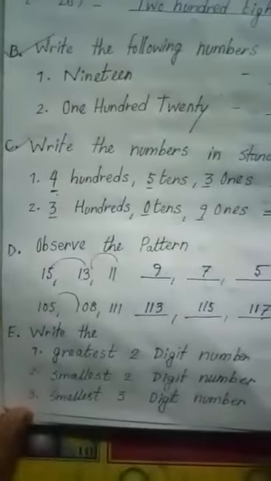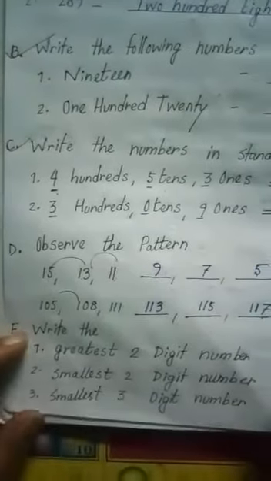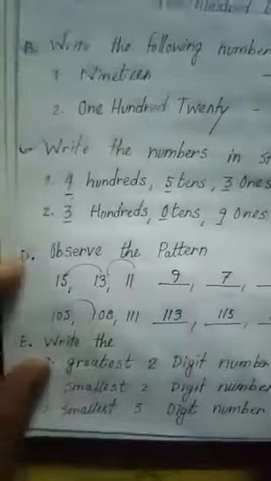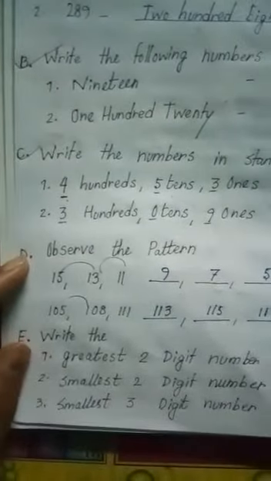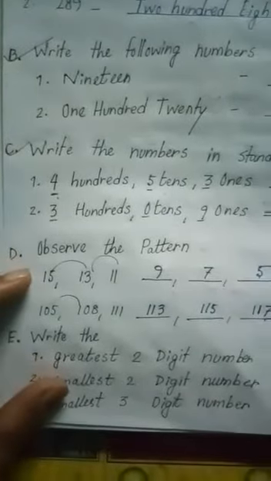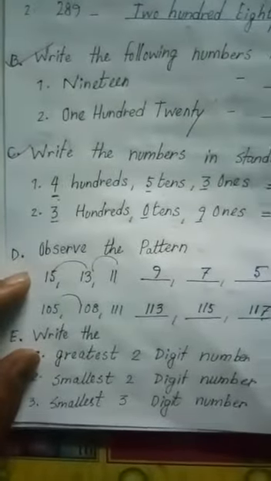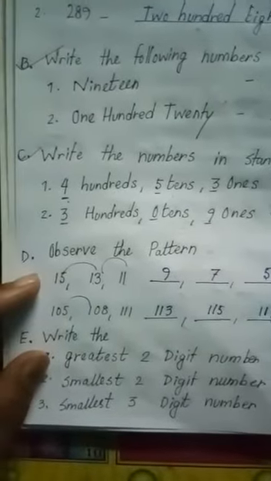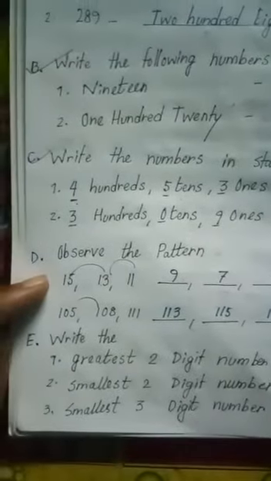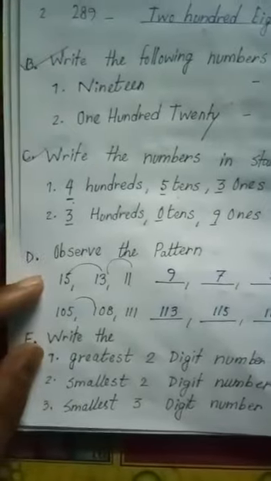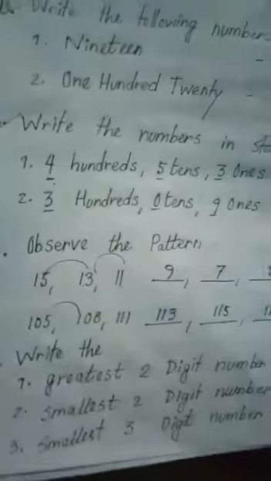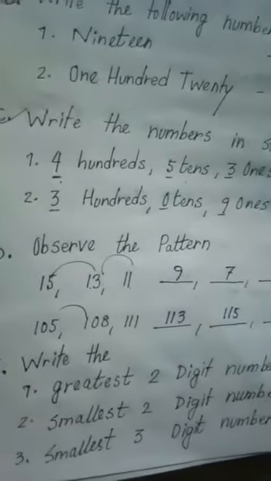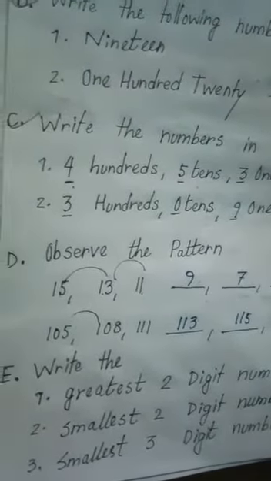So part E and part F are greatest and smallest. Greatest means the biggest number and smallest means the very small number. So 1 digit, 2 digit, 3 digit, 4 digit. 1 digit greatest number is 9 and 1 digit smallest number is 1. 2 digit greatest number is 99 and 2 digit smallest number is 10. We increase just one 9 here and in the smallest form one 0.